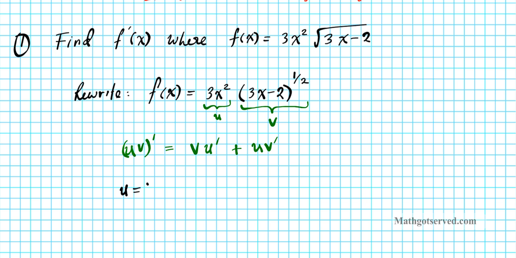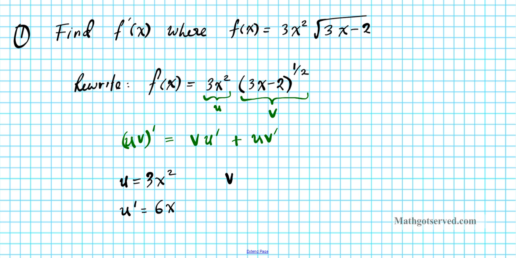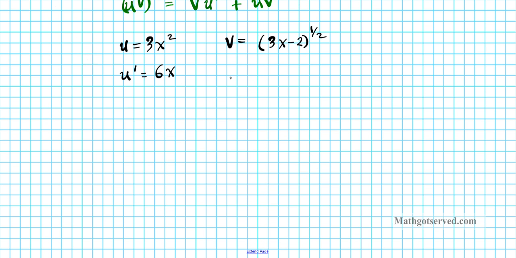Okay, so u is 3x squared. So using the power rule, let's look for u prime. u prime is going to be 6x. Okay, and then v is the composite function (3x minus 2) raised to the 1 half. So let's look for v prime. So v prime is going to be, using the power rule for the outer function, 1 half times (3x minus 2) raised to the 1 half minus 1, which is negative 1 half.